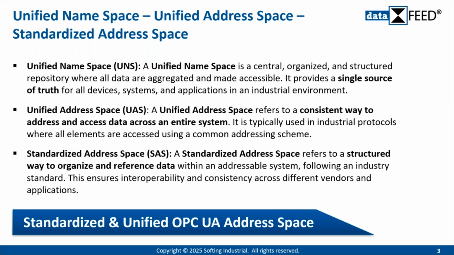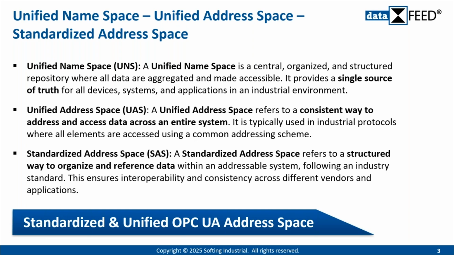A unified namespace is a central, organized, and structured repository. What does it mean? On a central place, all data are available. They are all aggregated and made accessible for all the applications from an industrial environment, which has in this case a single point on which they can connect to all devices, systems, and applications. This is the definition of a UNS. Then we have the second topic, unified address space.